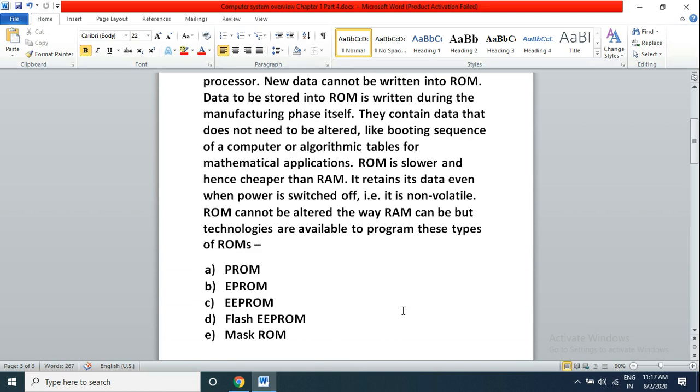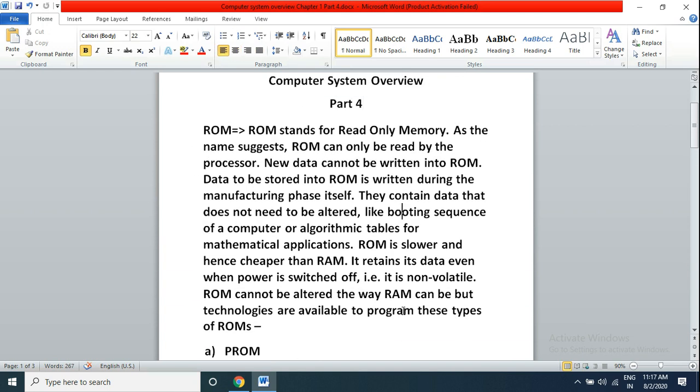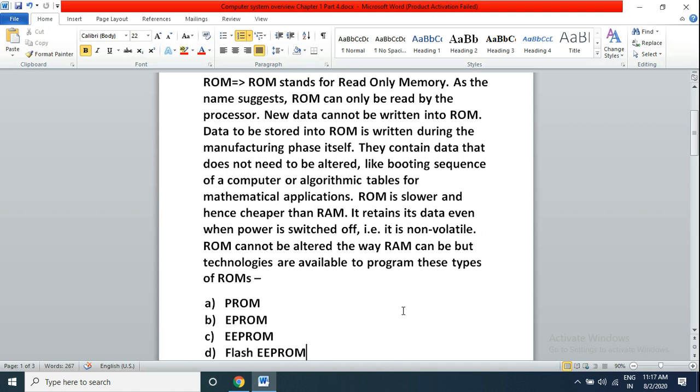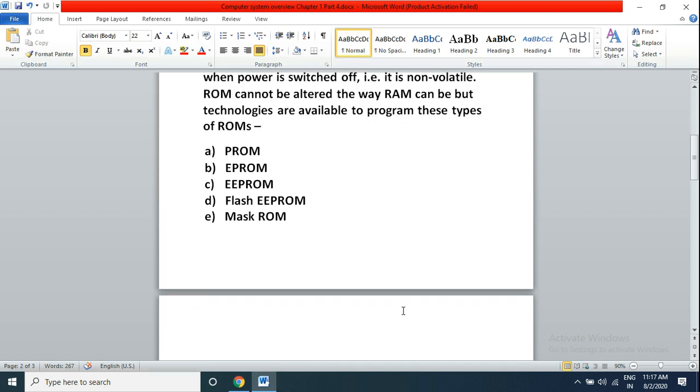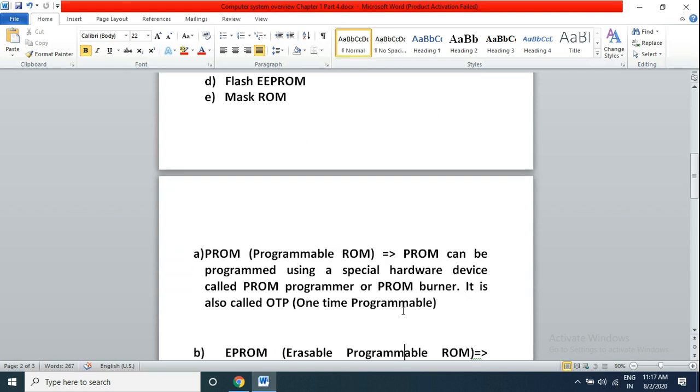So today we learned what is ROM and what are the ROM types. We have 5 ROM types: PROM, EPROM, EEPROM, flash EEPROM and mask ROM, and we learned all these types in detail.